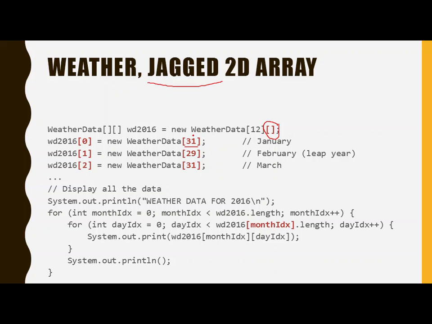So January has 31 days, therefore I'll create an array that's 31 days, and I will point to it from the 0th element in my master array. February has 29 if it is a leap year, etc. So now we have a whole bunch of lines here that have to create all of the individual ones, because each one's a different length, so they have to be created individually.